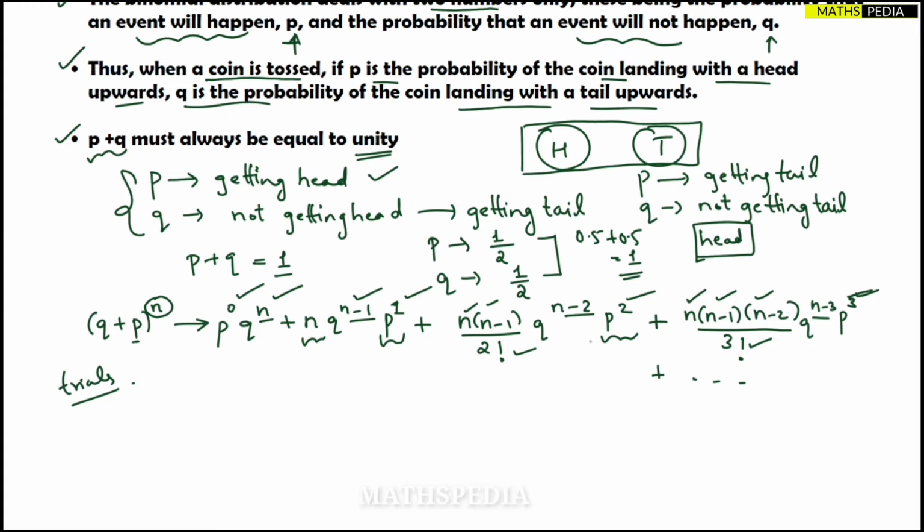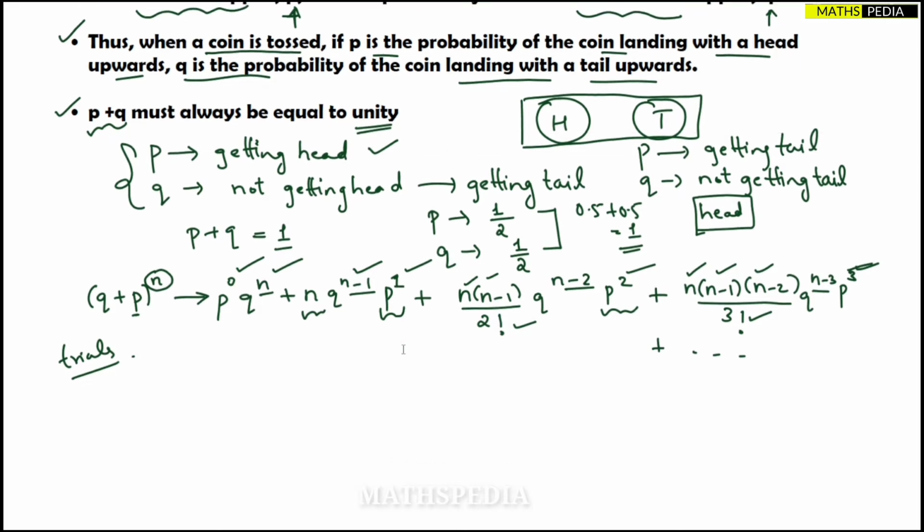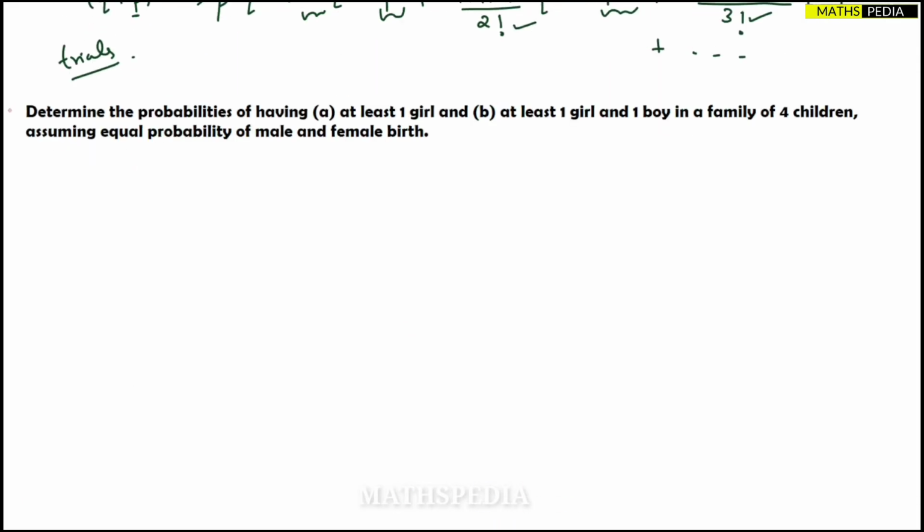Okay, a simple way to remember, you can directly write. Let us see one problem based on the binomial distribution. So here I have taken one small problem. Determine the probabilities of having at least one girl and at least one girl and one boy in a family of 4 children, assuming equal probability of male and female birth.